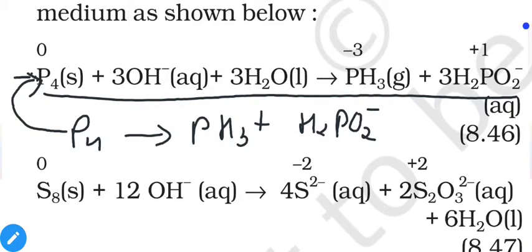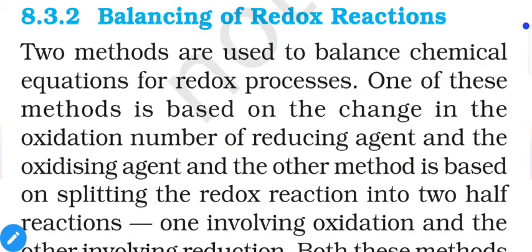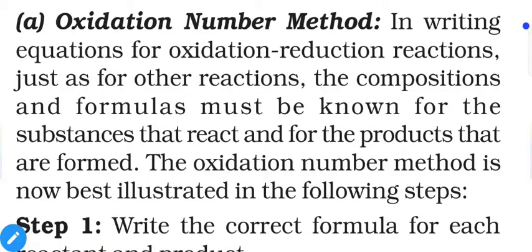That means by calculating the proper sequence of the reaction we need to get this answer. As we can see, from this to this it is comparatively complicated. That's why we need to learn the method, because not all reactions are easy. For balancing redox reactions, 2 methods are used. The first method is based on the change in oxidation number of the reducing agent and oxidizing agent, and the other method is based on splitting the redox reaction into 2 half reactions, that means the oxidation half reaction and the reduction half reaction. Then we will balance both reactions separately and combine them together. So let's discuss the first method, the oxidation number method.